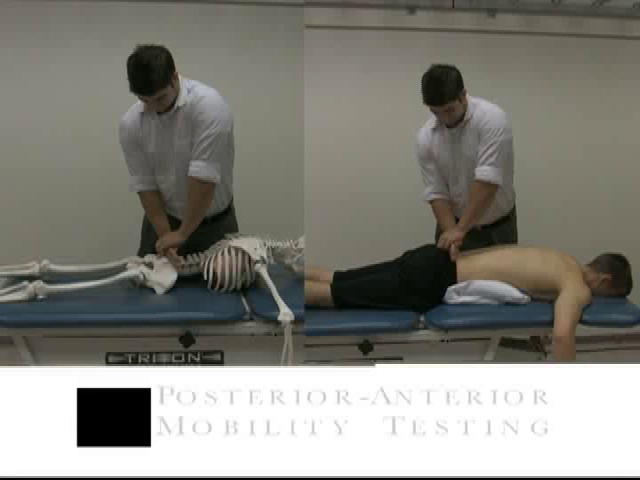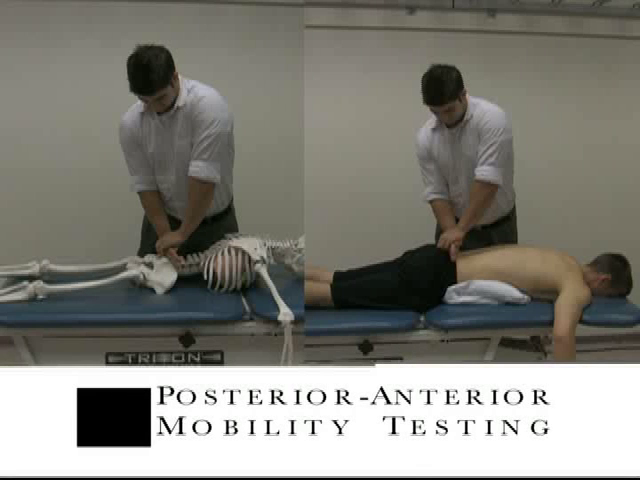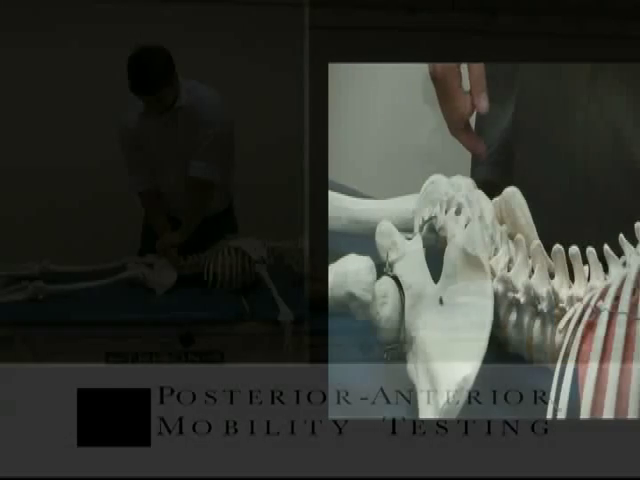The PA mobility test is performed to examine intervertebral mobility. Position the patient in prone with the lumbar spine in a neutral position. For some patients, a small pillow under the stomach may be needed to achieve this neutral position.